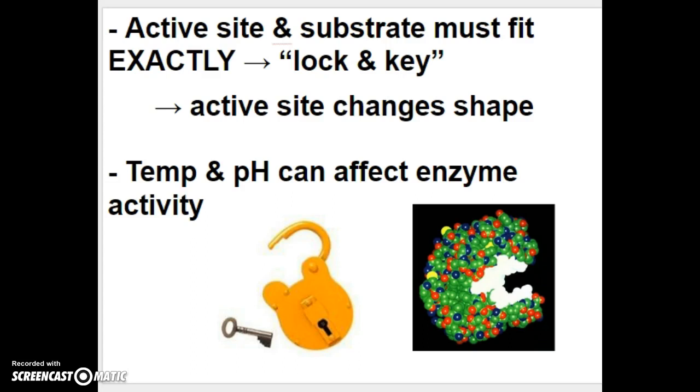Lots of different things can affect enzyme activity. Temperature and pH levels or acidity levels can affect enzyme activity. The warmer things are, the quicker things tend to happen. The more acidic an environment is, the faster things tend to occur.